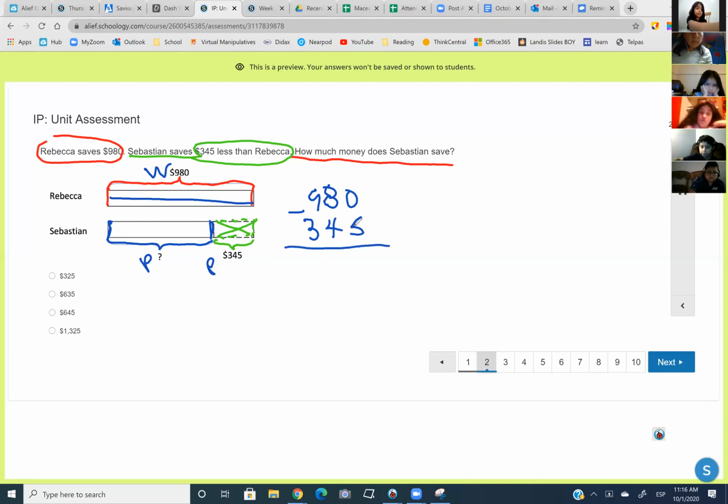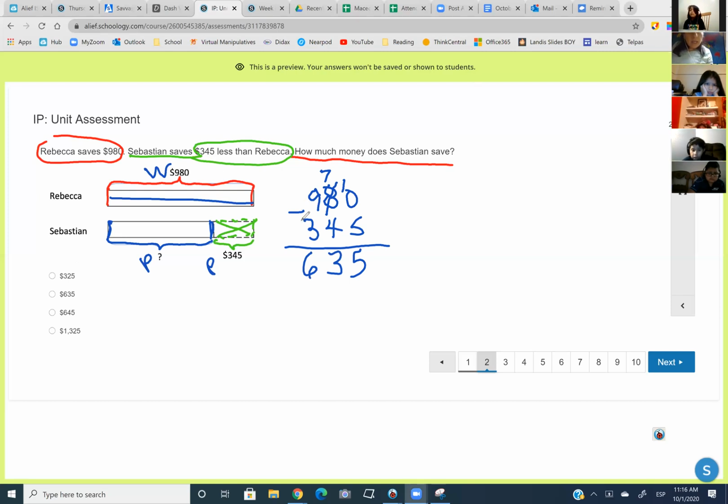I cannot subtract 5 from 0. So I regroup. This becomes a 7. This becomes a 10. 10 minus 5 is 5. 7 minus 4 is 3. And 9 minus 3 is 6. Now I'm not done. I have to check my answer.